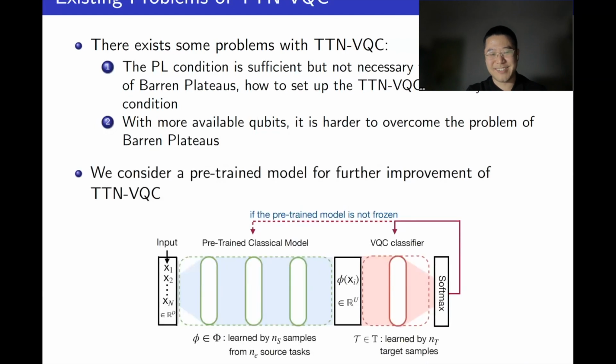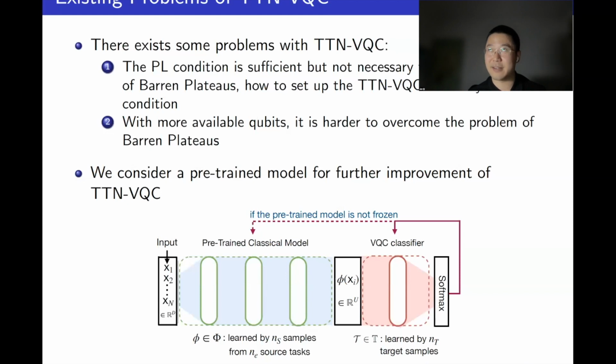So in our new paper, to further improve our existing work, we consider a pre-trained model, maybe a pre-trained classical model or a pre-trained quantum model, for further improvement of the tensor train frequency model.